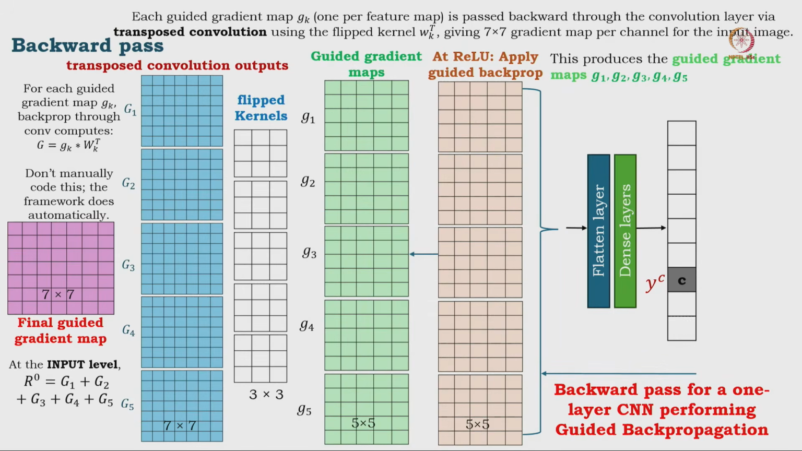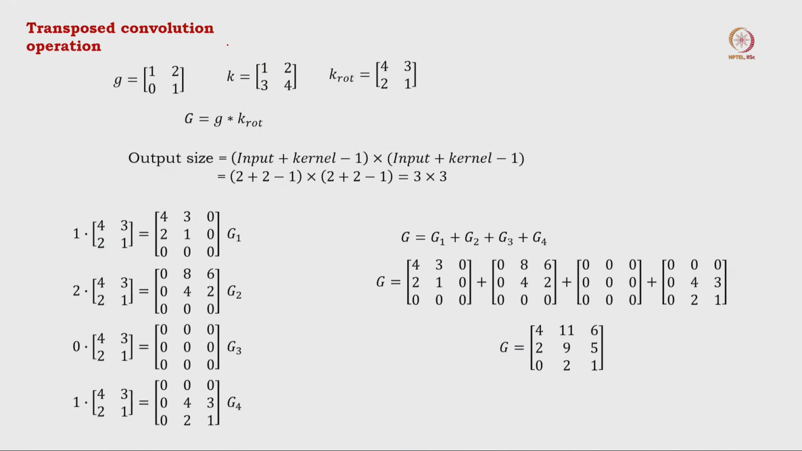Here in our example, we had taken 5 cross 5 as the G. The G size is 5 cross 5 and the kernel size is 3 cross 3. For simplicity, for understanding how this transposed convolution is happening, we are taking a simple example where the G size is 2 cross 2 and the kernel size is 2 cross 2. What is our original G? The original G is 5 cross 5 and the kernel is 3 cross 3. So, for understanding, let us see it with the 2 cross 2 example.